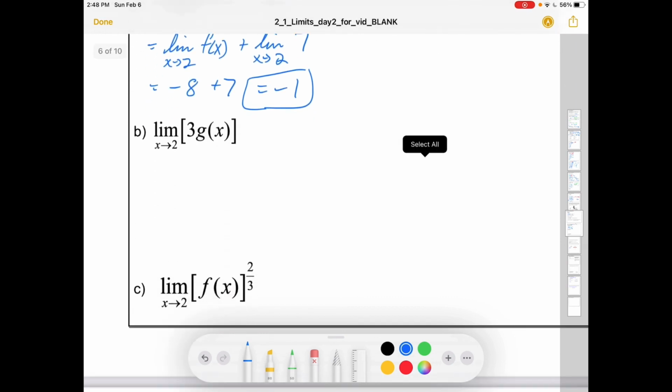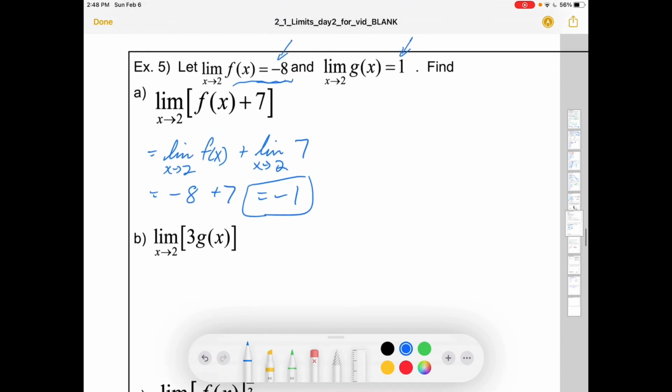The next one says, well, what if we have the limit of 3 times g of x? Again, we know about function transformations. A 3 in front of a function means a vertical stretch by a factor of 3. So if the y value was going to be 1, or was approaching 1, then now it'll be 3 times as tall. It'll be approaching 3.